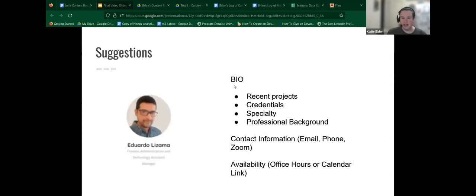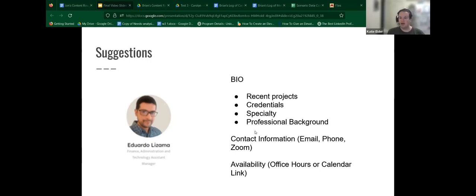Here are a few things that I have suggested for the employee bio pages. You could start with professional or general background, such as any credentials they have, any recent or cool projects they have been a part of, maybe a specialty they have, if they've spent a lot of time with a specific company, like a mining company or an energy company, or if they are a consultant for a specific local area.